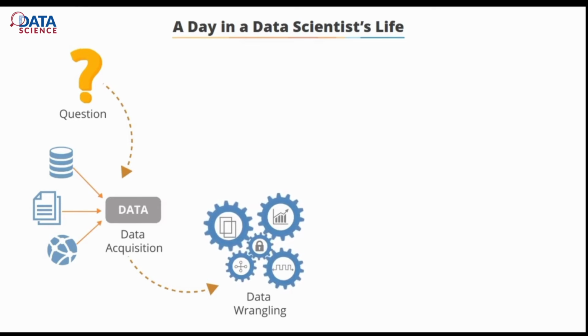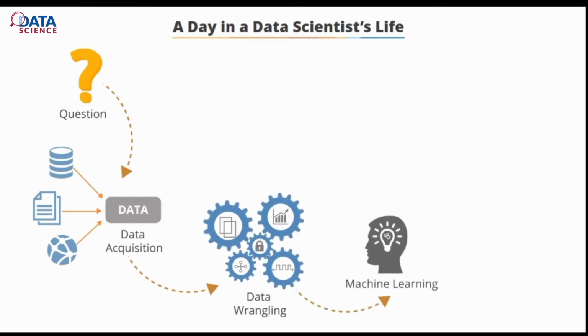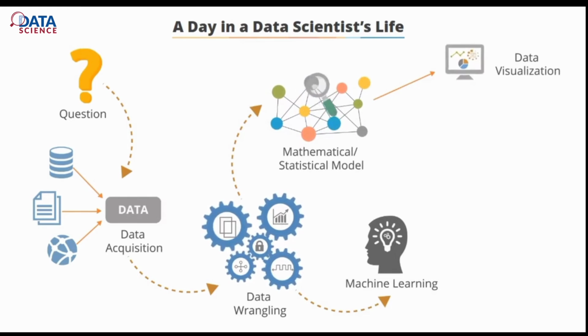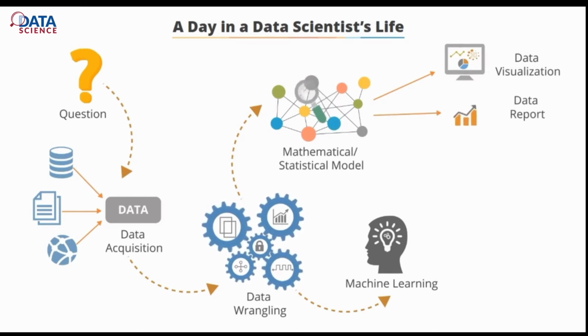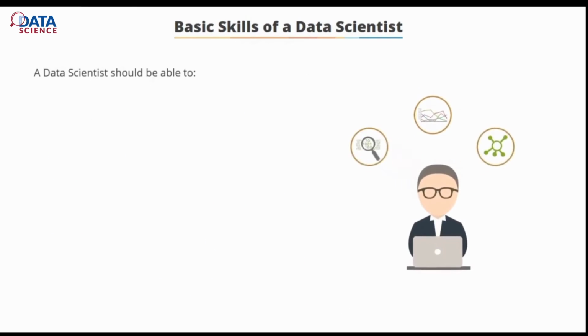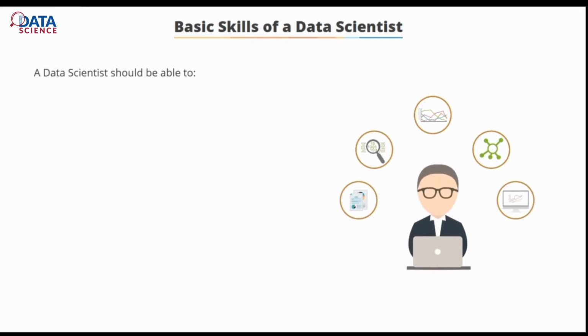The next step is to create and train models for machine learning. They then design mathematical or statistical models. After designing a data model, it's represented using data visualization techniques. The next task is to prepare a data report. After the report is prepared, they finally create data products and services. Let us now look at the various skills a data scientist should have.